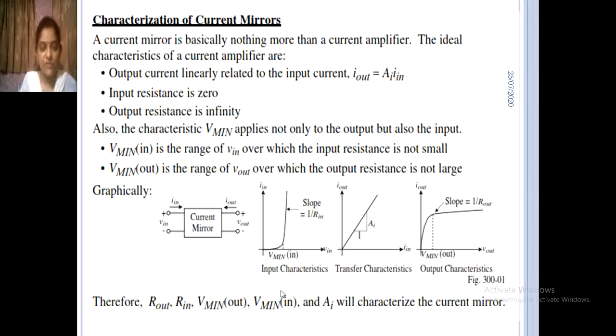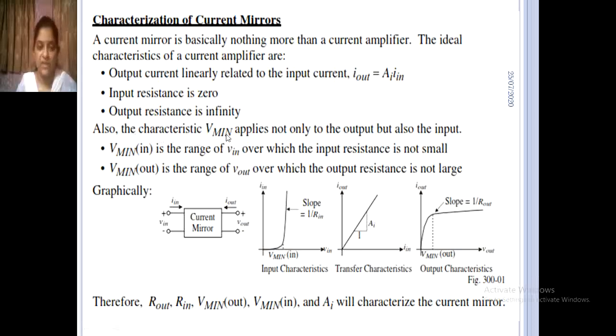Characterization of current mirror. A current mirror is basically nothing more than a current amplifier. The ideal characteristic of a current amplifier is that the output current is linearly related to the input current. So we can say I out equals current gain times I in, because a current mirror is nothing but a current amplifier.